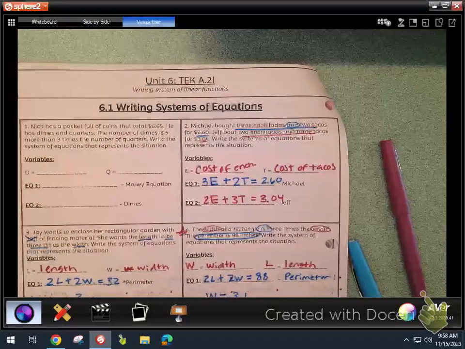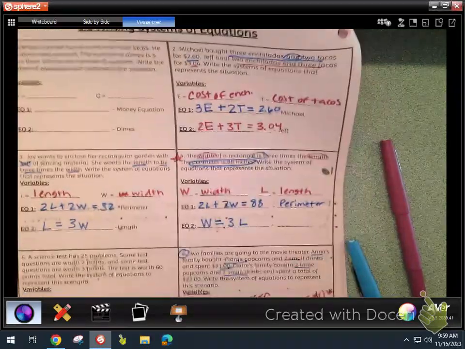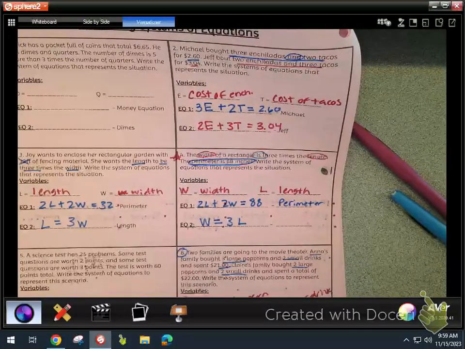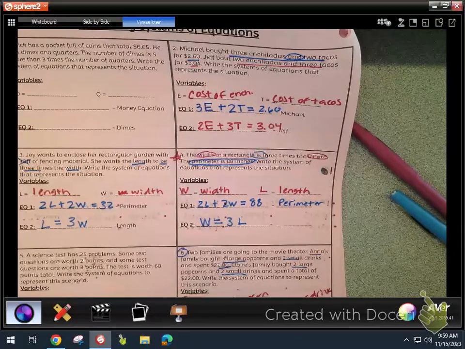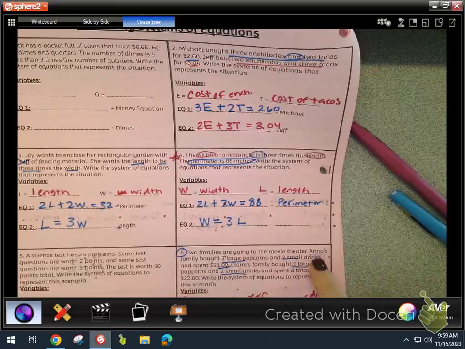Okay, so this one was kind of like what number? What was number 6 kind of like? 4? 2. It's kind of like 2. Okay? So we've got 2 families at the movies, and you've got a situation. You've got a total that Anna's family spent and a total that Claire's family spent. Now, those are not the variables. Those are how we're going to set up our equations, one for Anna, one for Claire. But what are our variables? What are we shopping for? What are we buying? Popcorn and drinks.